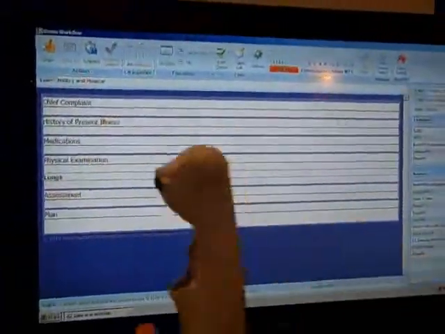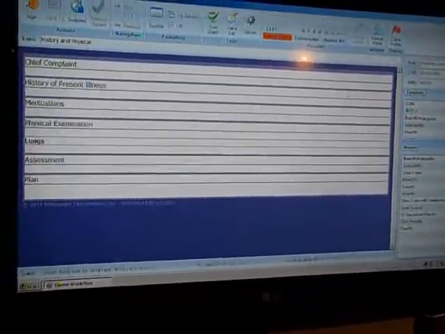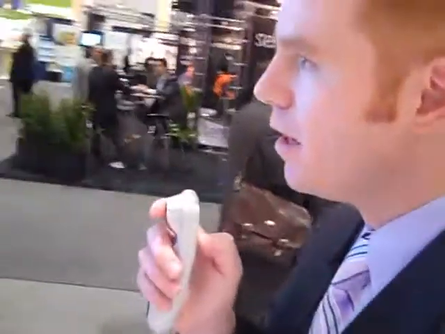So what I'm going to do is I'm going to go through here and dictate. What I'm going to dictate right now is just a H&P. I'm just going to go through it really quickly. I'm not going to dictate the whole document, but we'll do it from here.